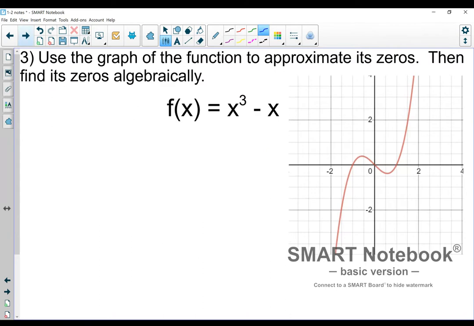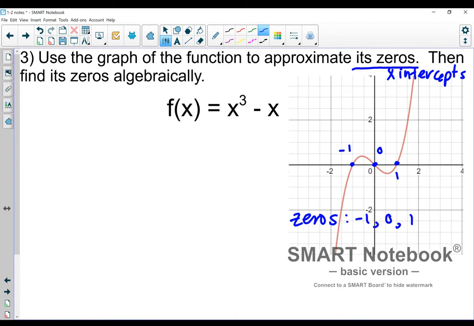For the third one, we're going to approximate zeros. Remember, when we say zeros, we're really talking about x-intercepts. So I want to look at my x-axis and find everywhere that the graph crosses. Looking at my scale, I've got one at 0. Halfway between 0 and -2 would be a -1. This would be a positive 1. So I have my zeros here. My zeros are -1, 0, and +1.